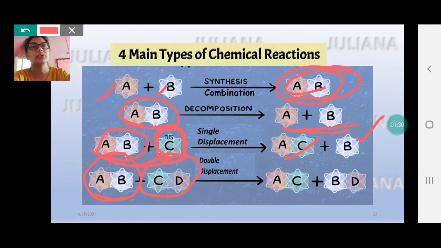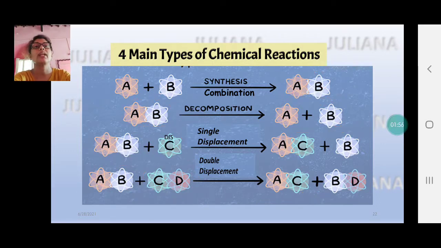In the last reaction, both are compounds, AB and CD. That is, two compounds are here. In this case, both of them break. A takes the place of C and C takes the place of A. So ultimately you get AC, and B combines with D, so you get BD. So two compounds give you two new compounds. This is known as double displacement or double decomposition also.